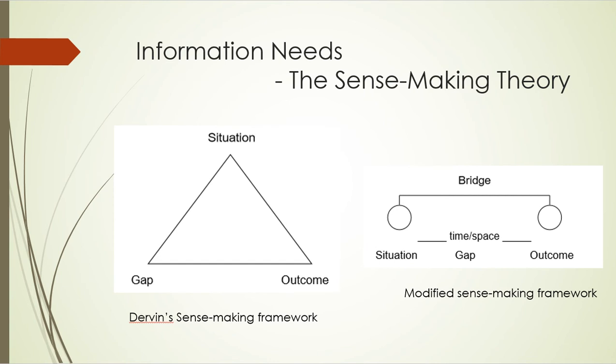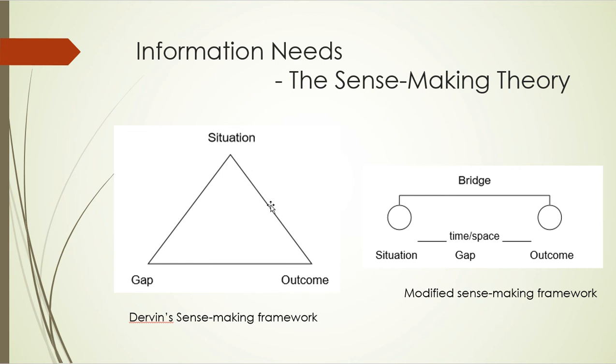Okay, so Dervin's sense-making theory is implemented in terms of four constituent elements: a situation in time and space, which defines the context in which information problems arise; a gap, which identifies the difference between the current situation and the desired situation; an outcome, that is, the consequences of the sense-making process; and a bridge, that is, some means of closing the gap between situation and outcome. Dervin presents these elements in terms of a triangle, so here we can see a situation, a gap, an outcome, and the bridge linking them.